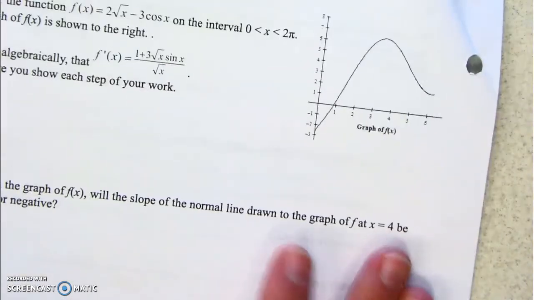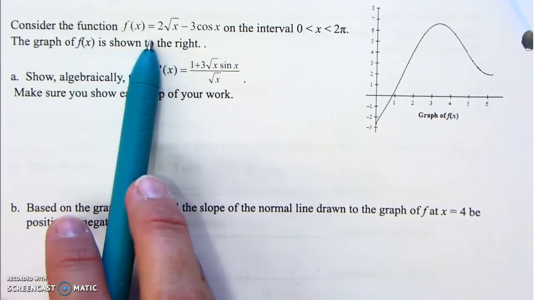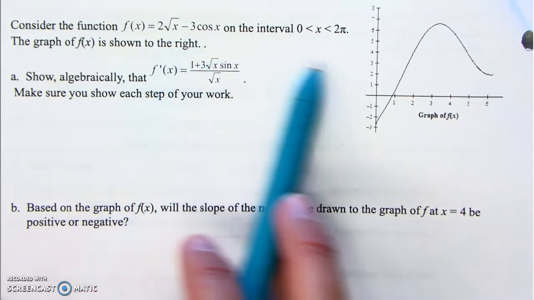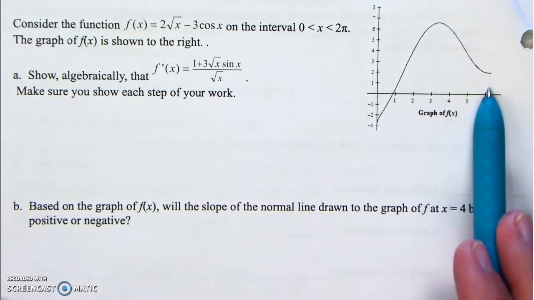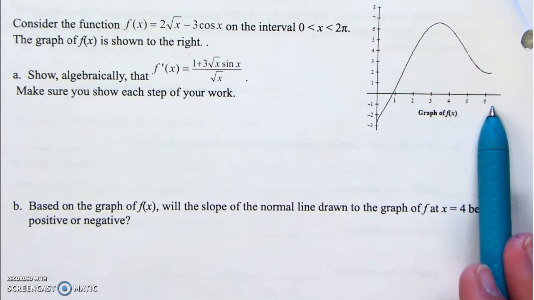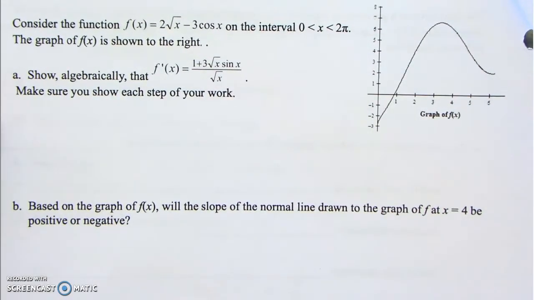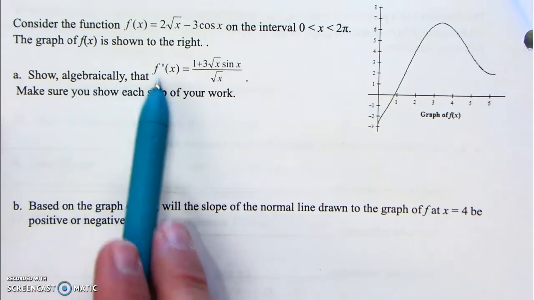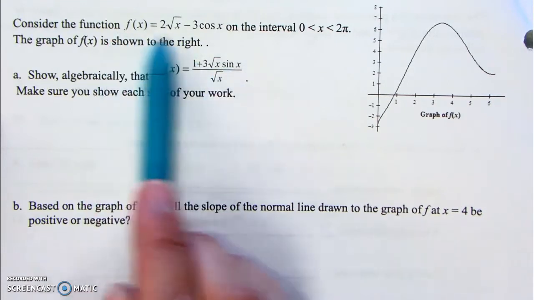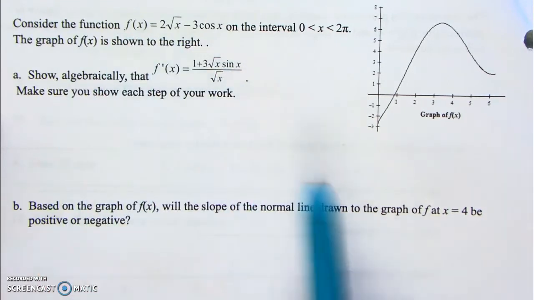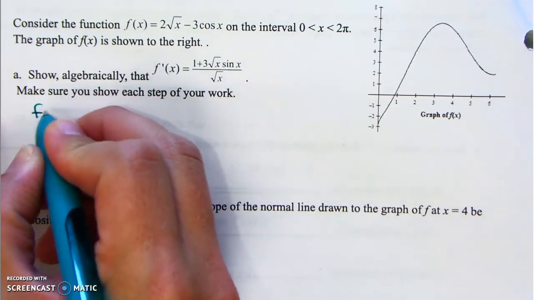Okay. Consider the function 2 square root x minus 3 cosine x on the interval from 0 to 2 pi, so you can see it go to like 6.28. The graph of f is shown on the right. That's nice of them. Show algebraically that f prime of x equals this. What does that mean? That means they gave you the derivative, and we just have to show the work. Isn't that nice? Isn't that nice of them?